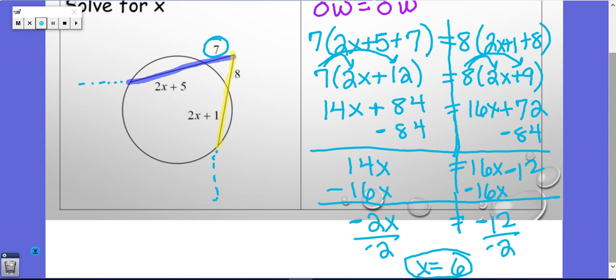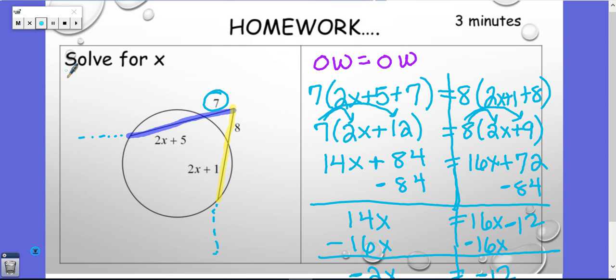Make sure you read your question. Well, we answered this question, but sometimes they ask you to find the lengths of the secants. So if you're asked to do that, you just substitute the x back in and then do the math to find the length of this secant. And you can do the same here. And they should equal, because it tells you that, well, no. If you multiply the outside times the wholes, then those two would be equal.